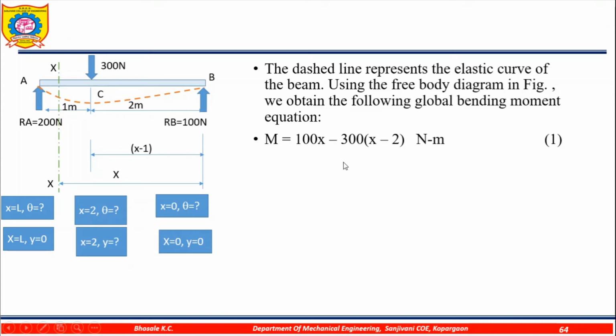So we'll write down the equation. We'll take the section xx in the last portion, that is between point A and C. Let us assume that the section xx is at distance x from point B. So we have to find out the remaining distance. This is x, and this is 1 meter, so it will be x minus 1. Here we have to represent the distance x and the remaining distance. Above this section xx, the RB reaction is at distance x. So RB into x, that is 100 into x, minus 300.